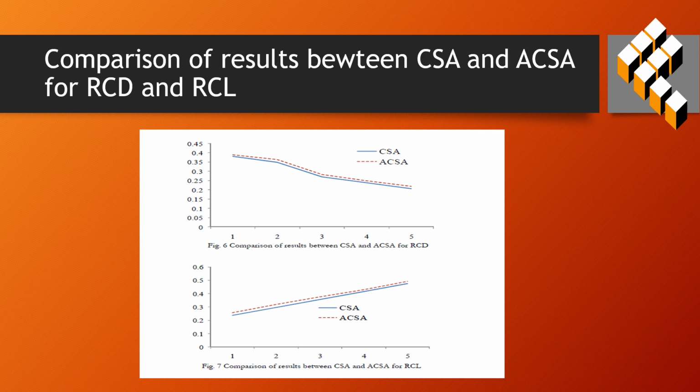So here also we are showing the graph of the comparison of results between CSA and ACSA for RCD and RCL. You can find here ACSA providing better results than CSA. You can see the first graph is for RCD, that is relative crack depth. The second graph is RCL, that is relative crack location.